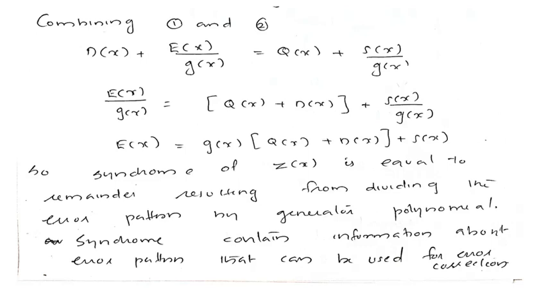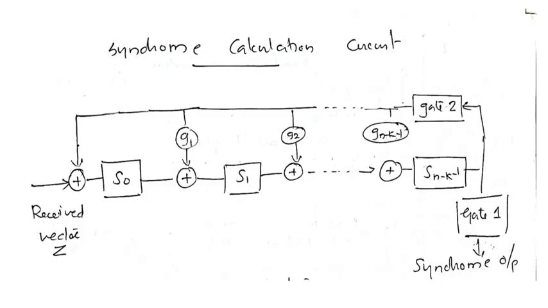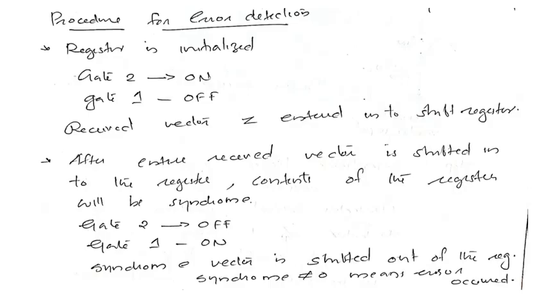Next we can see how to draw the syndrome calculation circuit. So this is our syndrome calculation circuit. The only difference is that in the encoder circuit we provide the input from the right side, and here we provide the input from the left side. Here the input is the received vector. So we can see the procedure of how to calculate this syndrome.